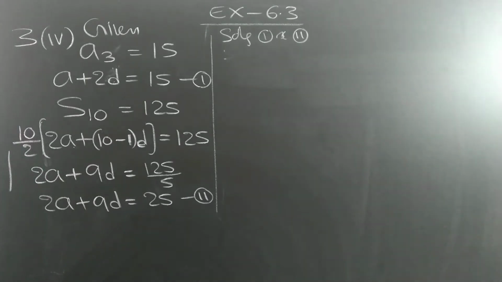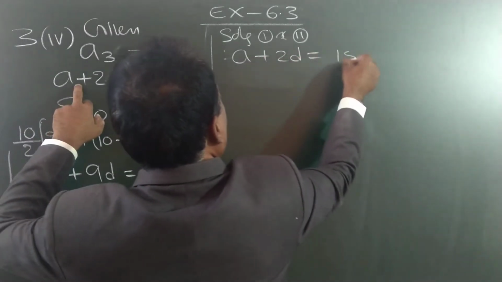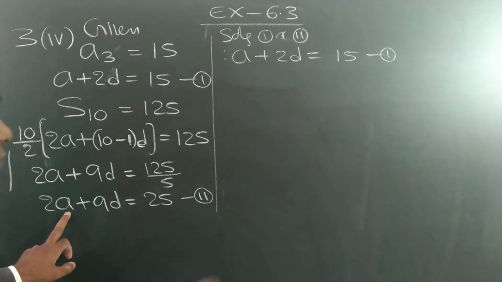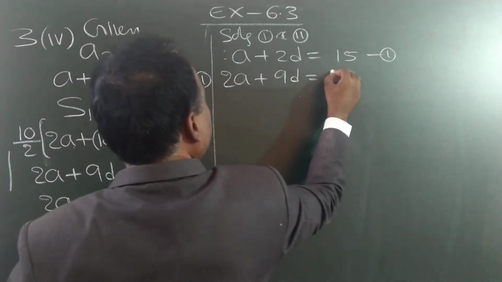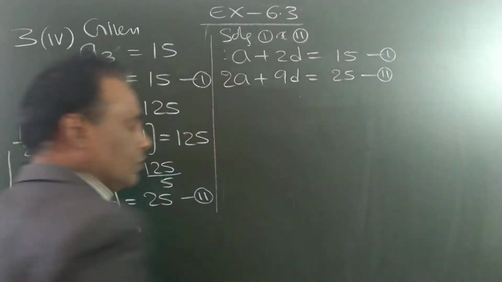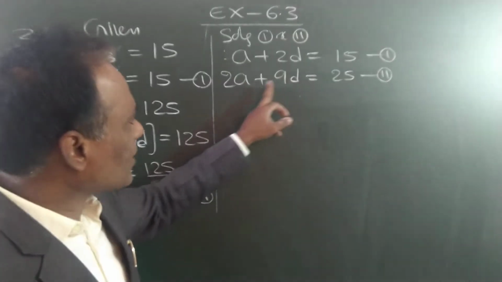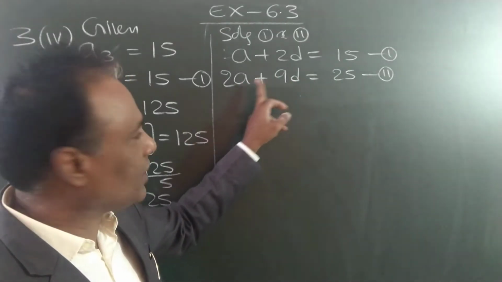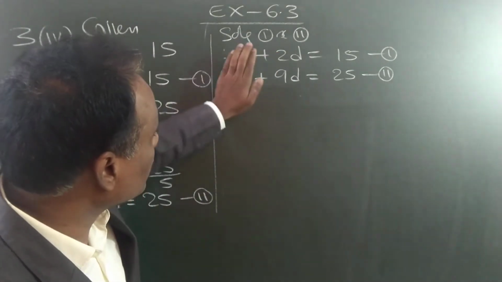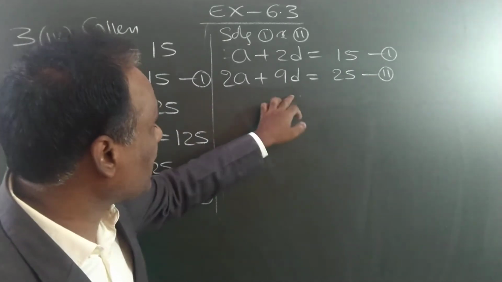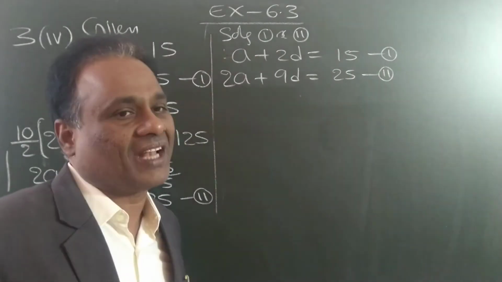See here. First equation, a plus 2d is equal to 15. Second equation, 2a plus 9d is equal to 25. Solving means there are two variables. We don't know the a value, and we don't know the d value. So to solve, we have to cancel a or d. Suppose d is cancelled, we will get the a value. If a is cancelled, we will get the d value.